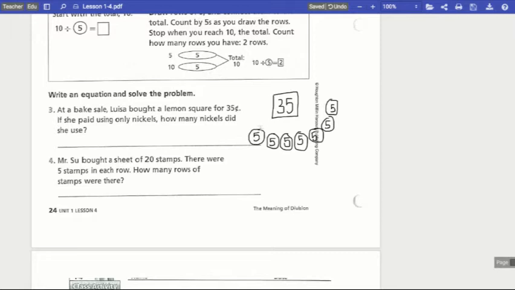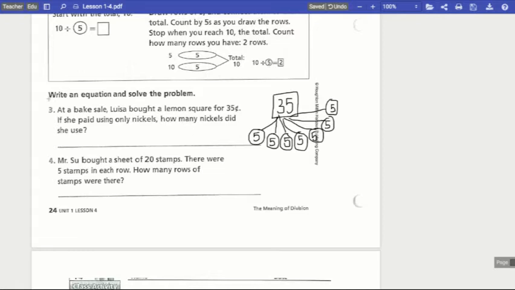And now I would count how many groups did that take. 1, 2, 3, 4, 5, 6, and 7. So I know that it took 7 groups. I know my answer is 7 nickels.